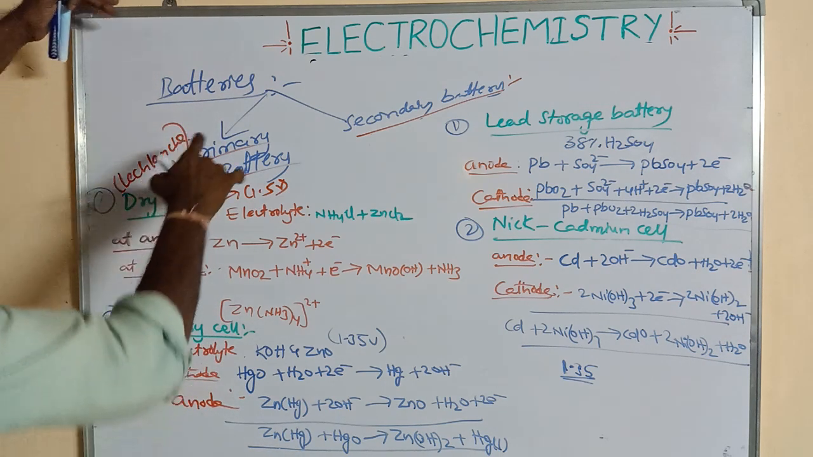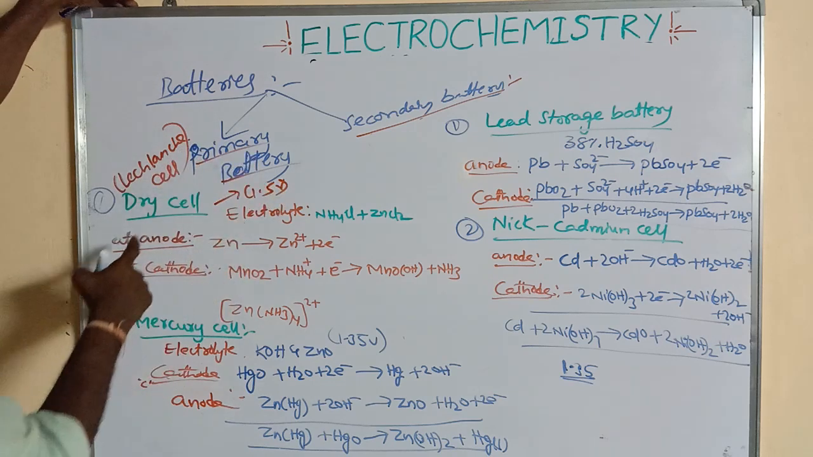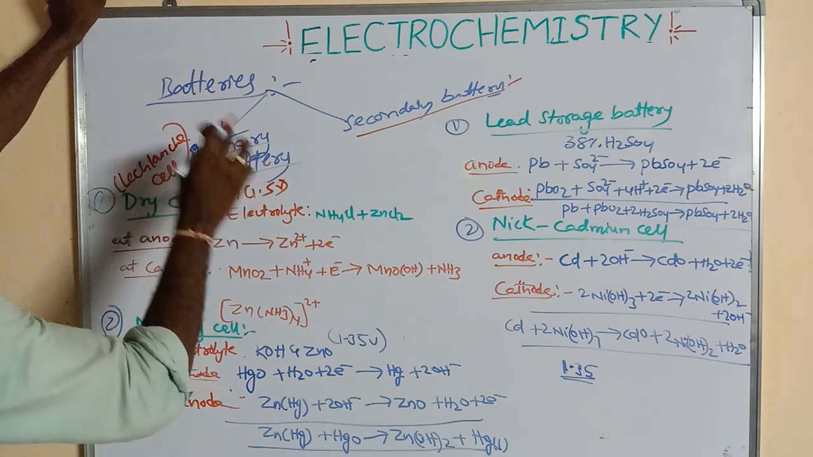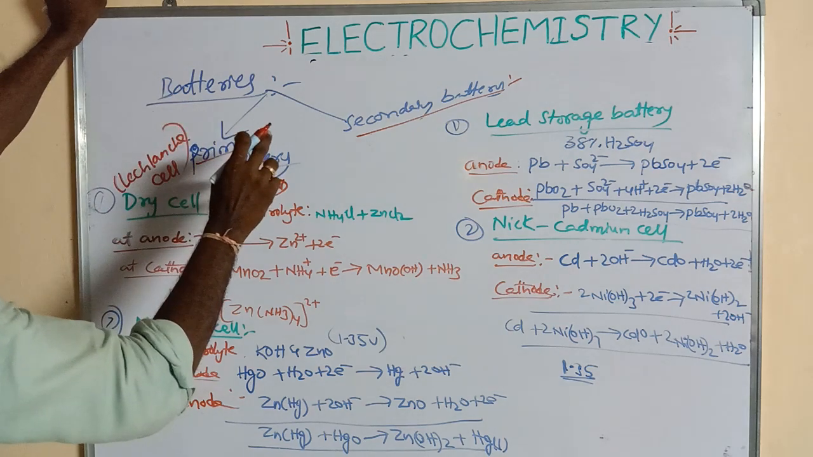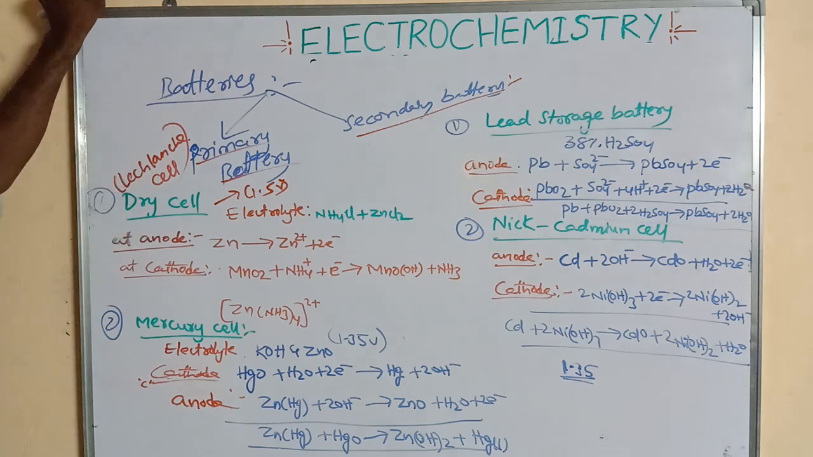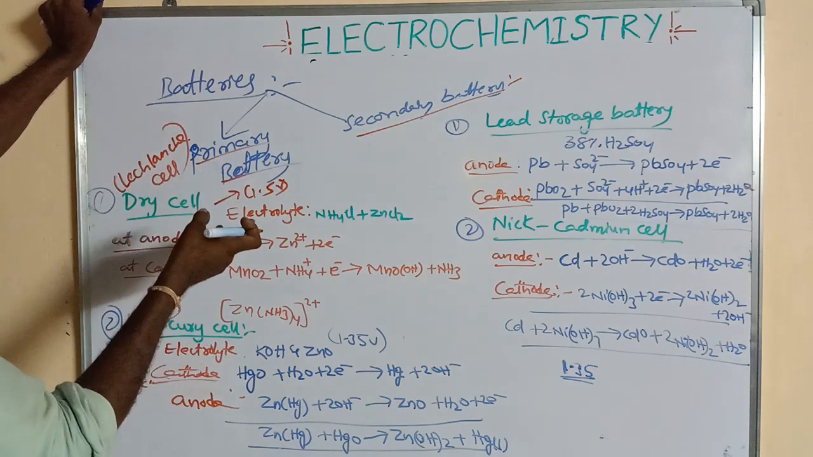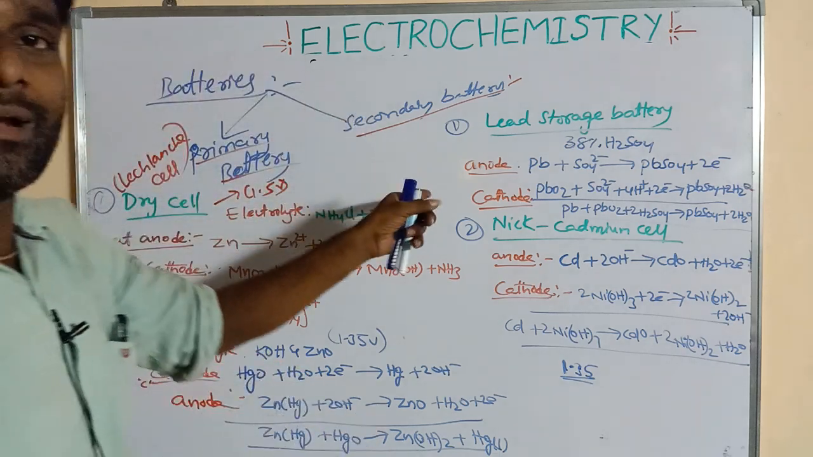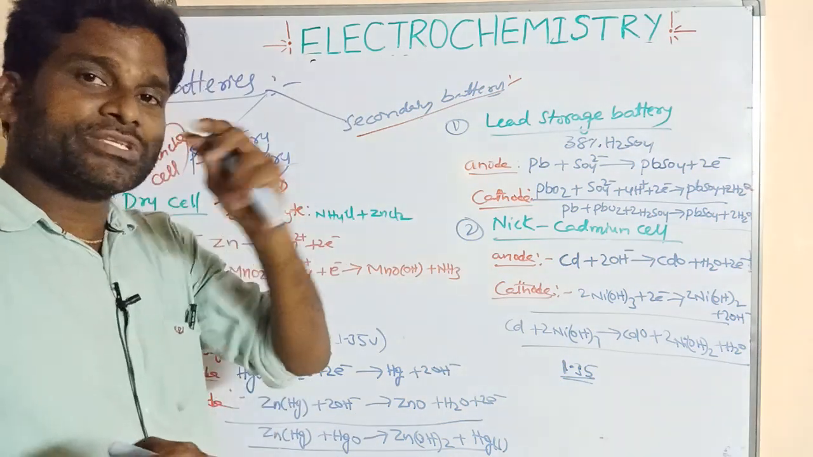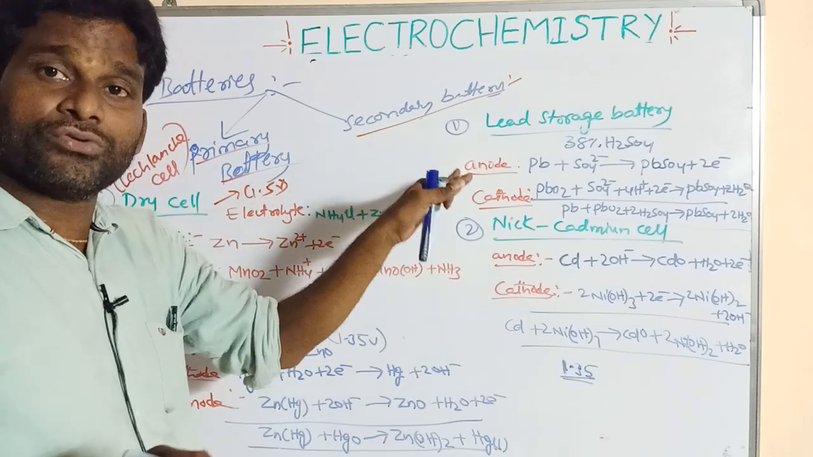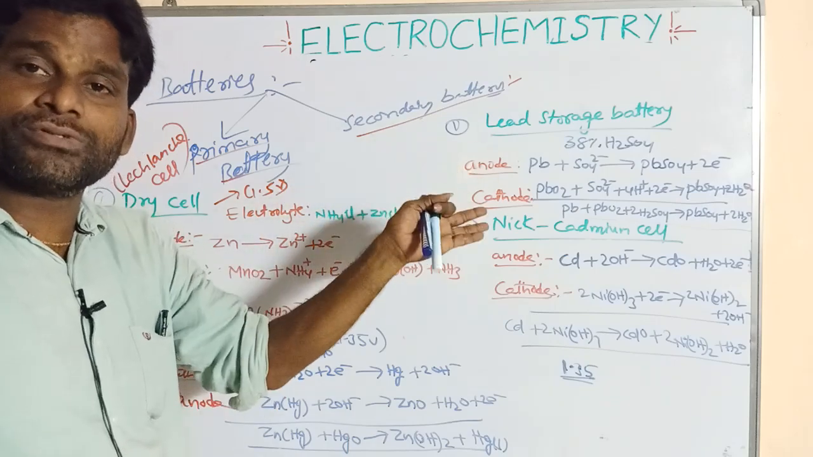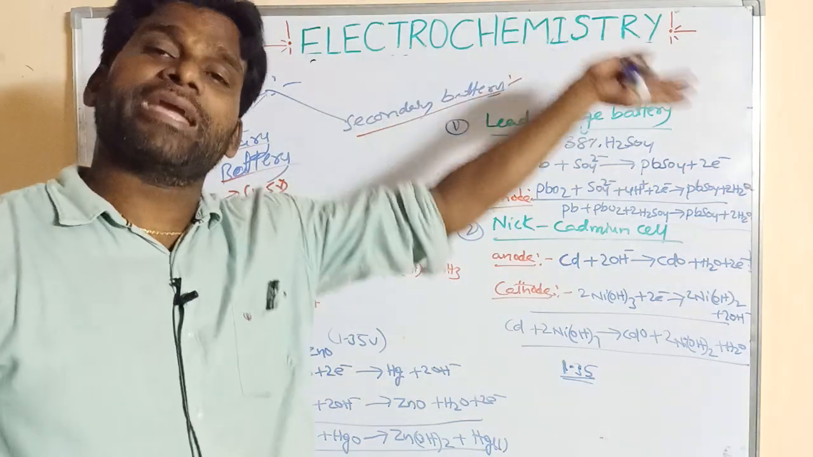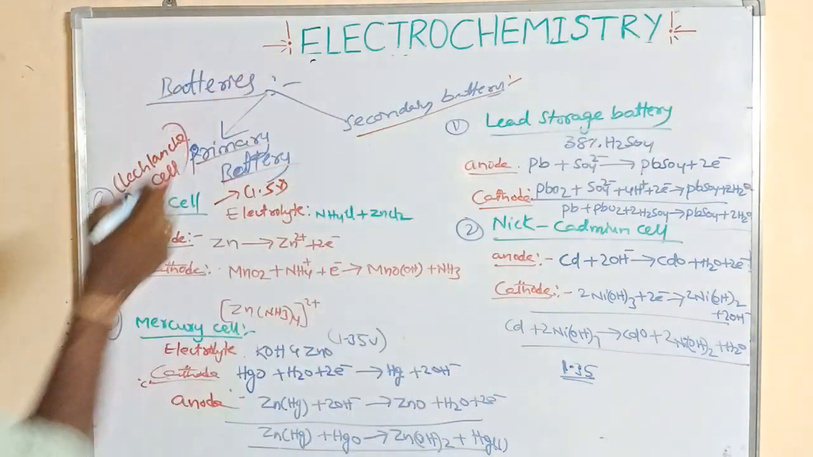Right, it is a primary battery. The dry cell is the Leclanché cell. What is a primary battery? The battery which after a period of use becomes dead. It cannot be reused again. But what is a secondary battery? The battery which after its use can be recharged and can be used again. That is said to be a secondary battery.